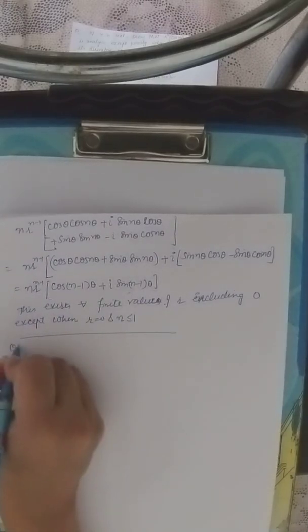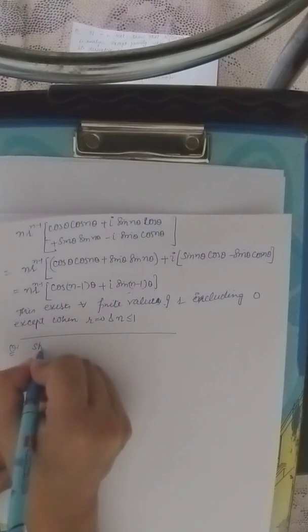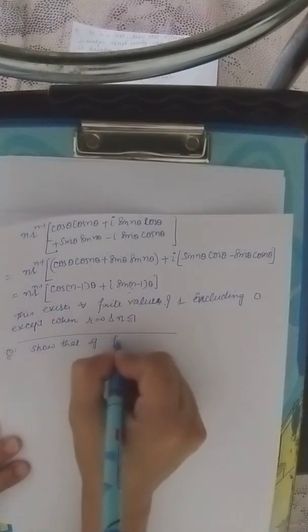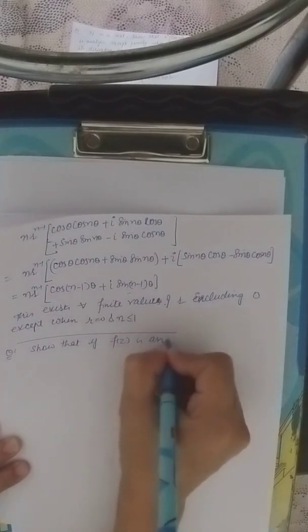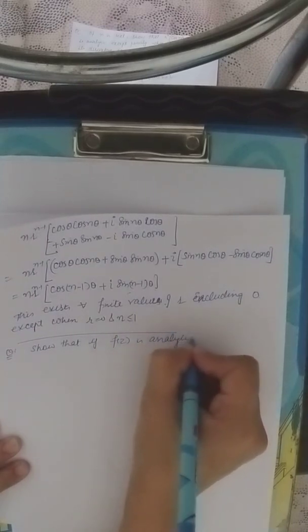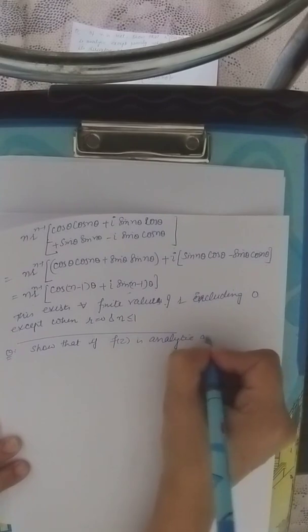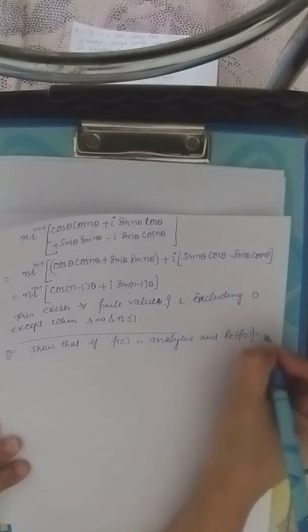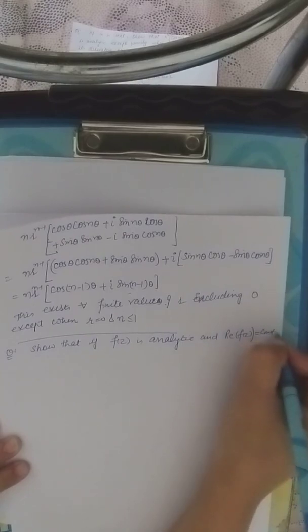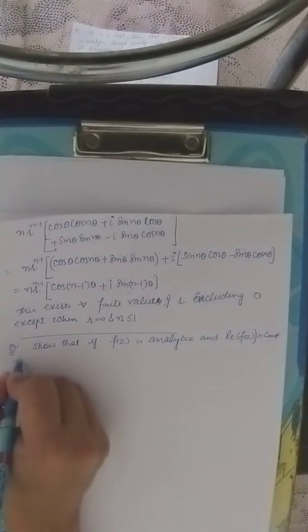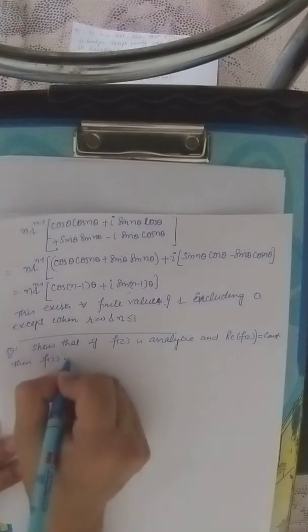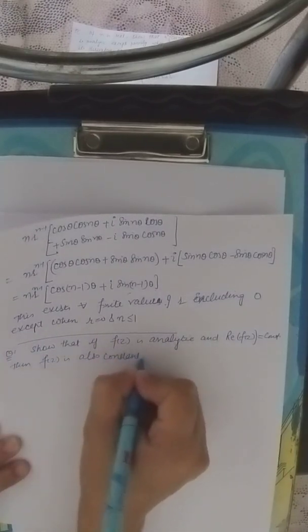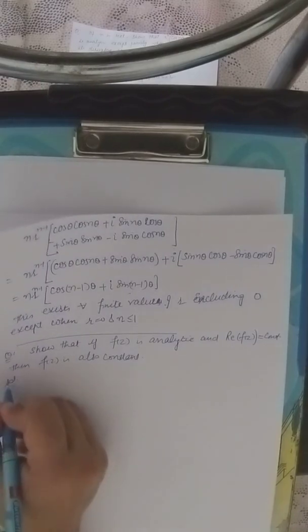Now next question. Show that if f(z) is analytic and the real part of f(z) is constant, then f(z) is also constant. Now solution.